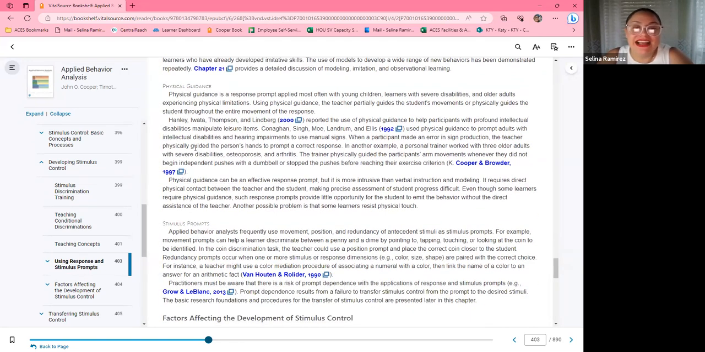Physical guidance and stimulus prompt. Those would be the last two that we go over. Okay, so physical guidance is a response prompt applied most often with young children, learners with severe disabilities, and older adults experiencing physical limitations. Using physical guidance, the teacher partially guides the student's movements or physically guides the student throughout the entire movement of the response.